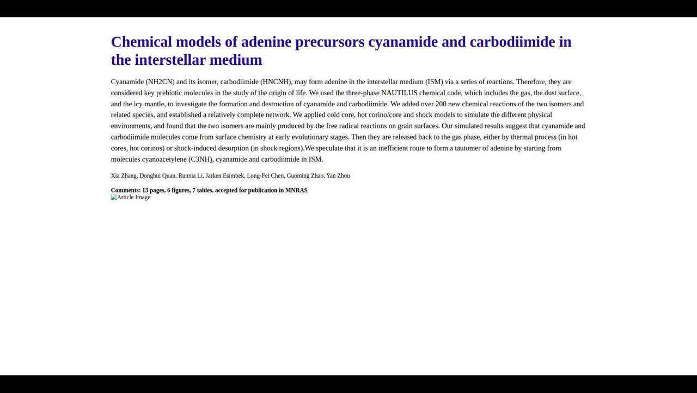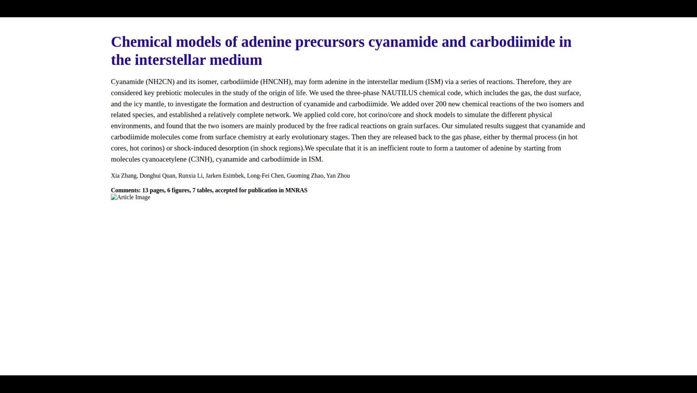We added over 200 new chemical reactions of the two isomers and related species, and established a relatively complete network. We applied cold core, hot core, hot corino, and shock models to simulate the different physical environments and found that the two isomers are mainly produced by the free radical reactions on grain surfaces. Our simulated results suggest that cyanamide and carbodiimide molecules come from surface chemistry at early evolutionary stages.